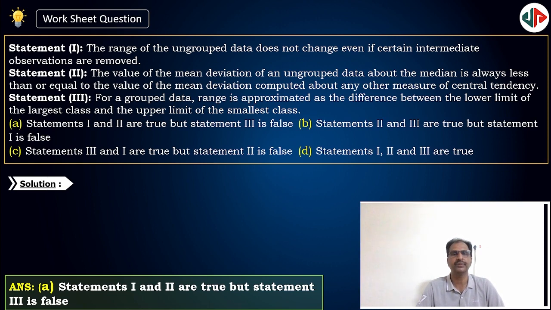Statement 2: The value of mean deviation of ungrouped data about median is always less than or equal to the value of mean deviation about any other measure of central tendency. It is also correct. Statement 3: For grouped data, range is approximated as the difference between the lower limit of the largest class and the upper limit of the smallest class, which is false. So 1 and 2 are correct and the third one is false. Option A.